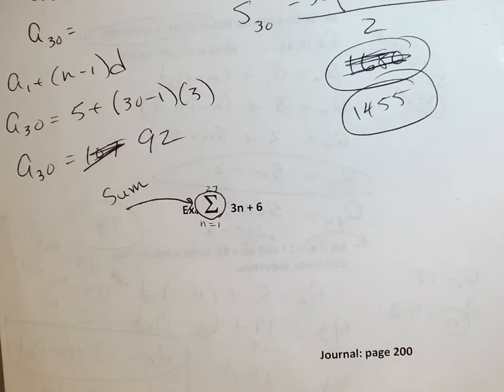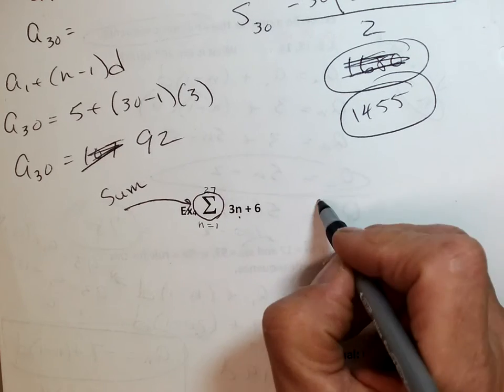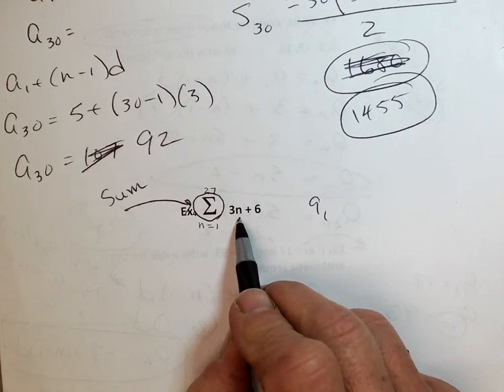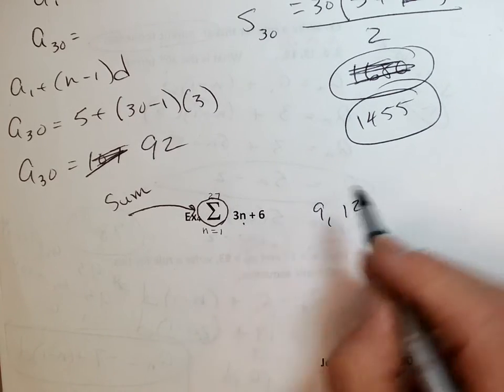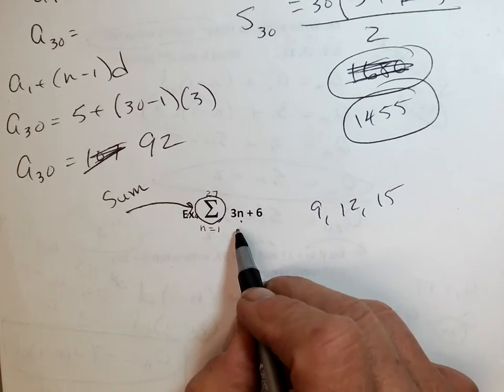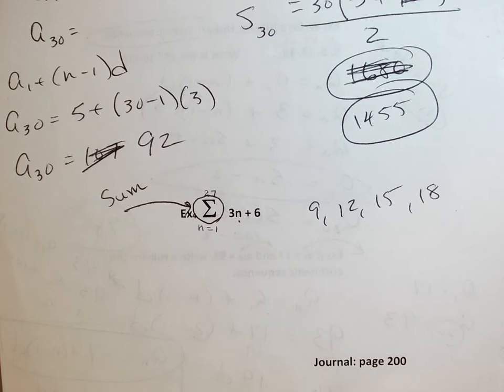One way you could do it is start plugging in some numbers. If I plug in 1, what do you get? 9. Okay. Plug in 2, what do you get? 12. Plug in 3, what do you get? 18. All right, is it arithmetic? Yeah. All right, awesome. I like that because I have a formula, right?